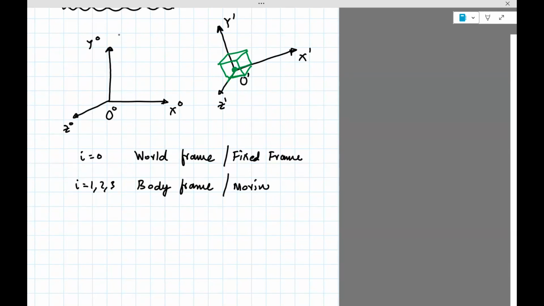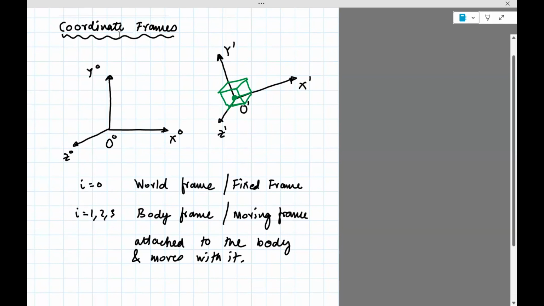And then the frame basically is attached to the body and moves with it. Again, when I say i equals 1, 2, 3, you could have multiple bodies, and each body has a frame. It will move with it.